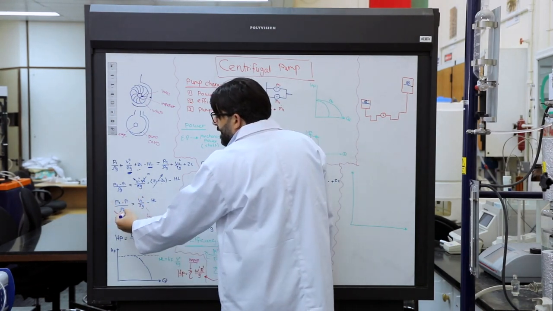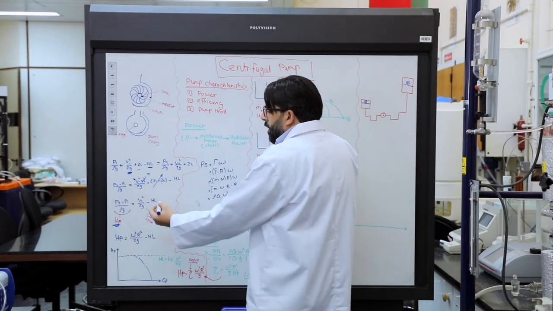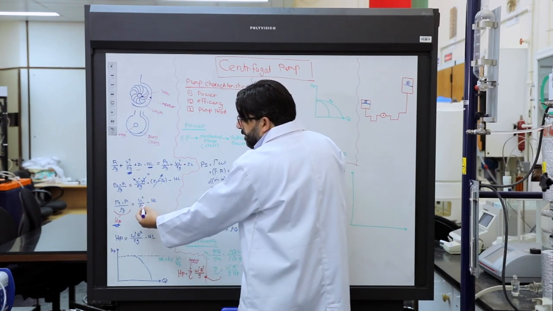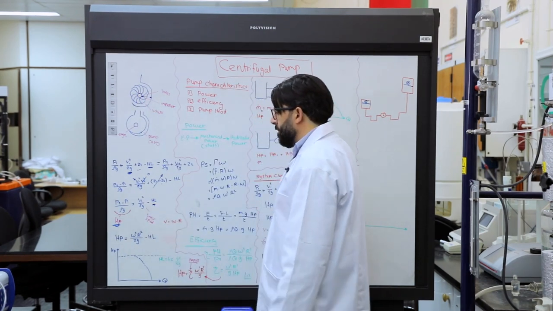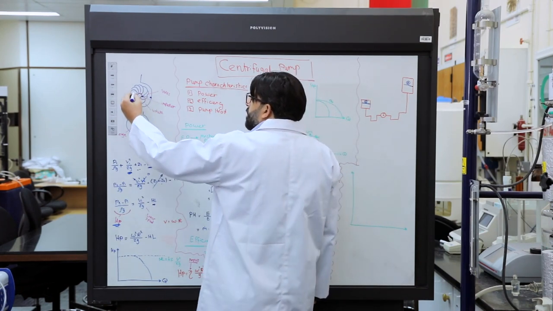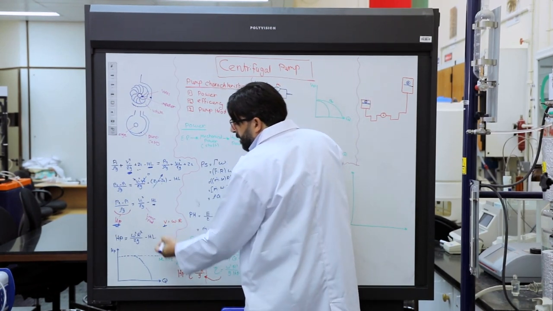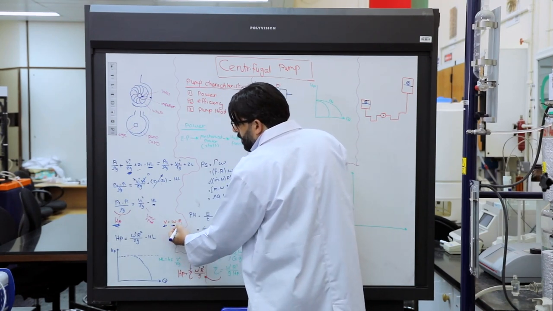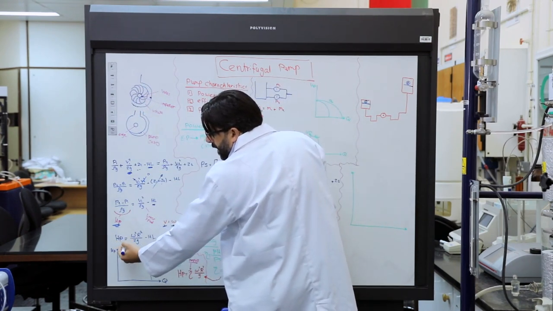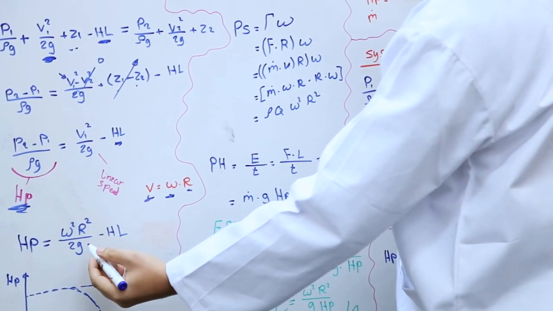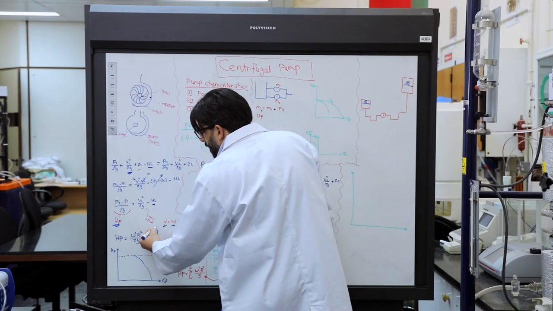So this part is the head acquired by the pump, and it's called pump head. V1 squared is the linear velocity of the fluid in the impeller, and HL is the head loss due to the friction. So since the impeller is rotating, the velocity is related to the angular velocity. As you know, the linear velocity equals omega, angular velocity, times radius of the rotating impeller. So we can rewrite the equation, HP equal omega squared R squared over 2g minus HL. So now, this is my new equation.